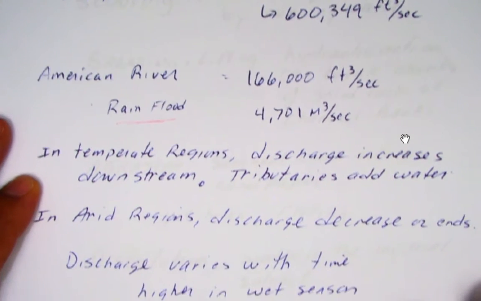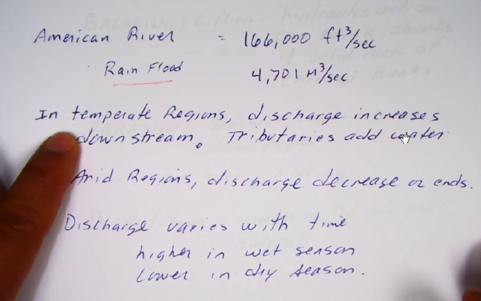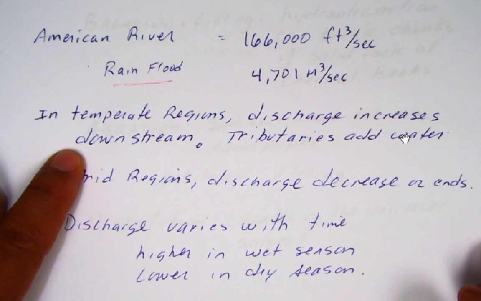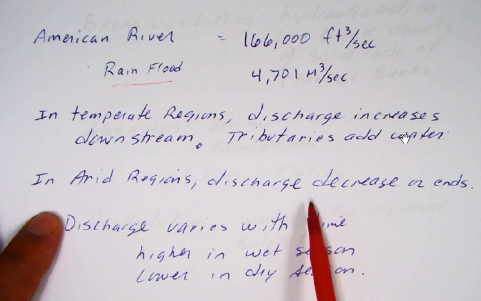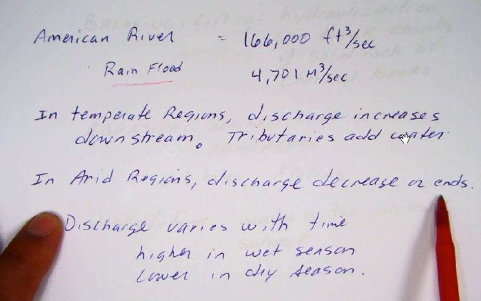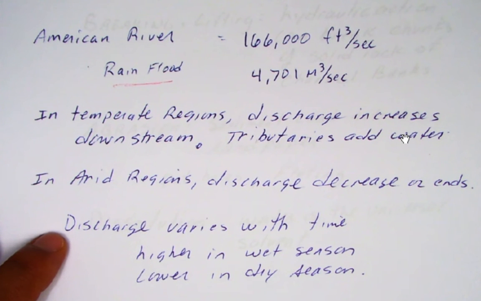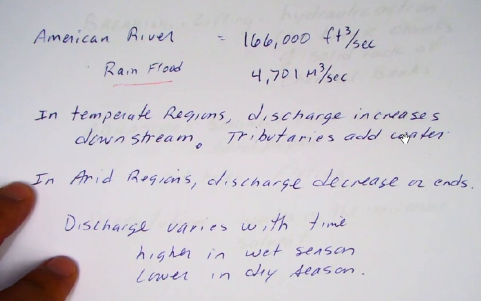So thinking about discharge again, in temperate regions where we see more rainfall, discharge increases downstream because there are tributaries that add more water to the river. But in arid regions, there may be some discharge near the headwaters, but discharge will either decrease or completely go away because of evaporation or groundwater infiltration, because the water table is so low, and so those rivers just become dry. So discharge varies with time. Obviously you see more discharge in the wet season, less discharge in the dry season.